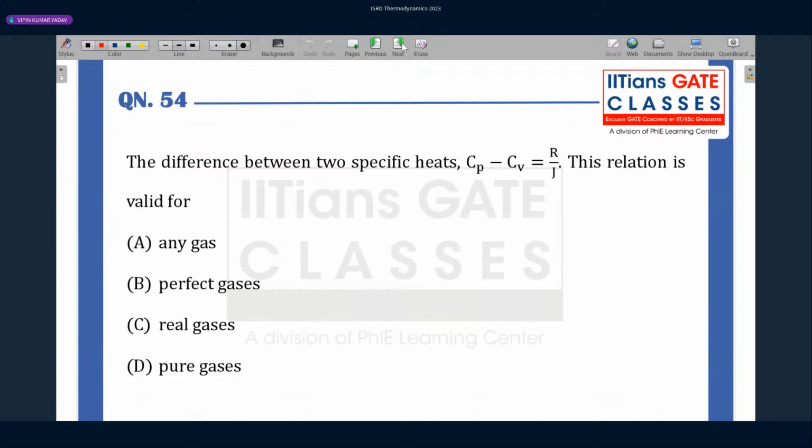What does the question say? It says that the difference between two specific heats, Cp and Cv, is equal to R by J. Now what is Cp? This is specific heat at constant pressure. What is Cv? It is specific heat at constant volume.